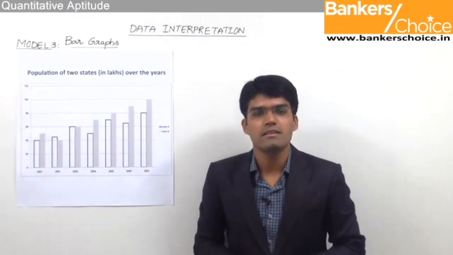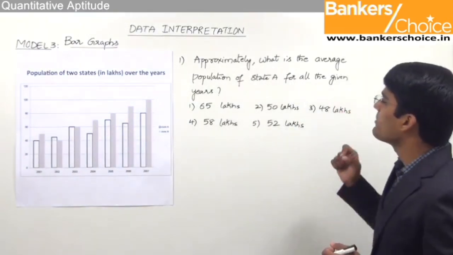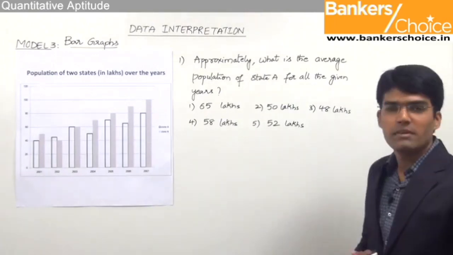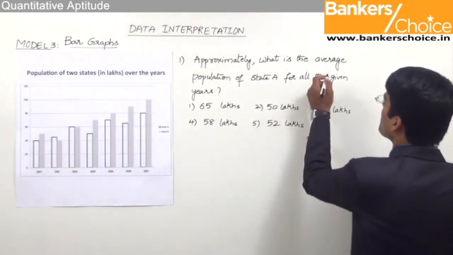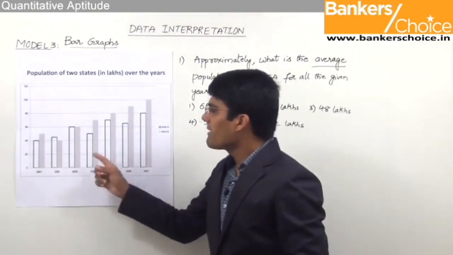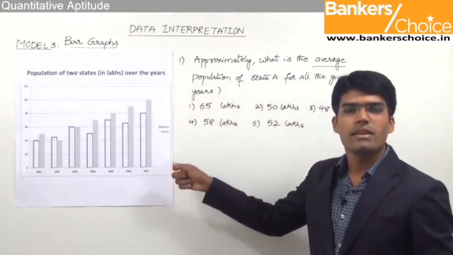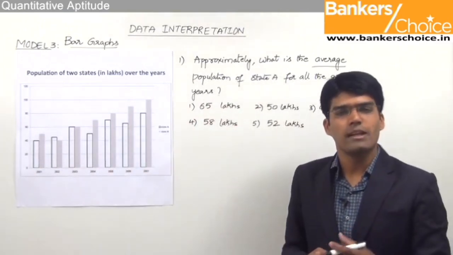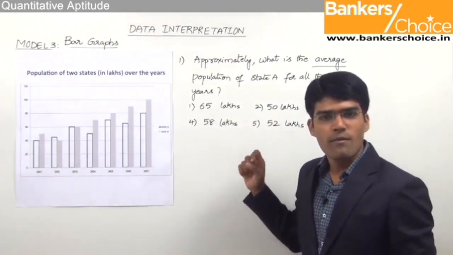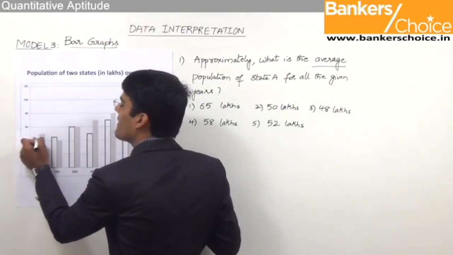Let us now take the various questions that have been asked with this given data. The first question given here is: approximately what is the average population of state A for all the given years? That's a very simple question where we have to find out the average population of state A. From the bar graph we can find out the population of state A for each of the years, and then we can find out the average as the sum of all the values divided by the number of values. So let us first understand what is the population of state A for each of these years. In the first year 2001, A is 40. We can directly take it as 40.